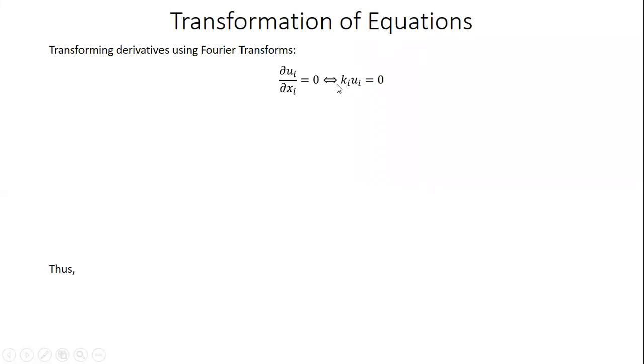So how does our continuity equation look with constant density? That is our continuity equation, du_i over dx_i is equal to 0. How will it look in Fourier space? Very nice. In Fourier space, instead of taking the derivative, it will be this one. This will be this equation in Fourier space.